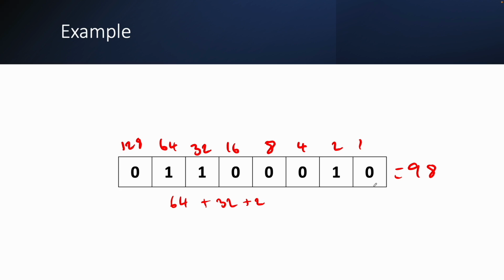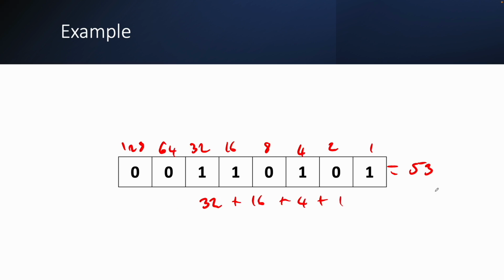Here, we've got a 0 indicating this is an even number, and 98 is also an even number. It's not a dead cert that we've got it right, but there's a good chance. Here, we've got a 1. That's telling us that this is an odd number. 53 is an odd number, so again, we likely have it right.